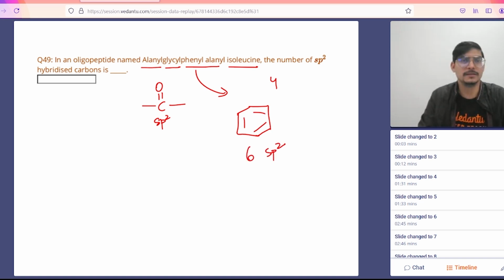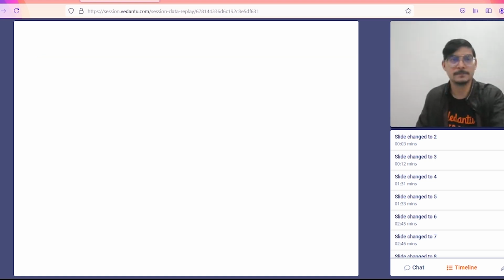So if you remember the structures and formulas of amino acids, you don't have to write the complete formula of the oligopeptide. You can do it directly like I did. There are 4 carbonyl carbons and there is one benzene ring on phenylalanine. So in total, there are 10 carbons which are sp2 hybridized.